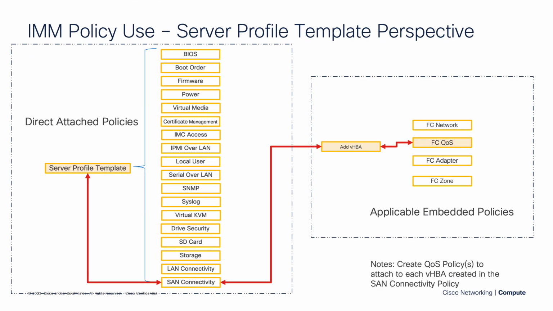As with all IMM Expert Series videos, I like to include a slide with a graphic of how the policy relates to the server profile template or server profile. So in our case, we have the server profile template on the left side there. We're going to add a SAN connectivity policy to that template. Then as we build out the SAN connectivity policy, when we go to add our vHBAs as part of that policy, we'll have the option of selecting a Fibre Channel QoS policy per vHBA.